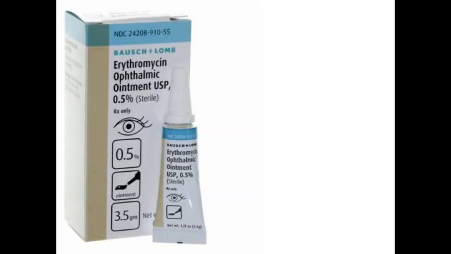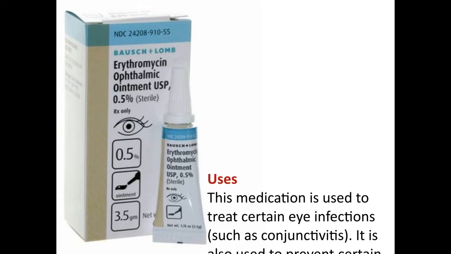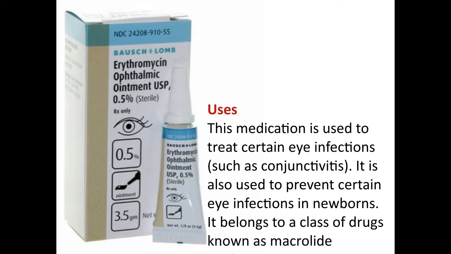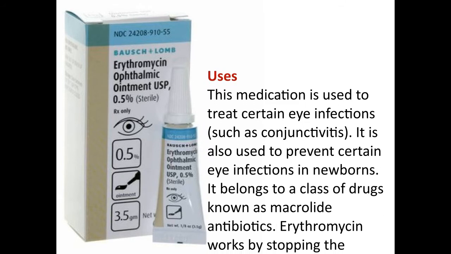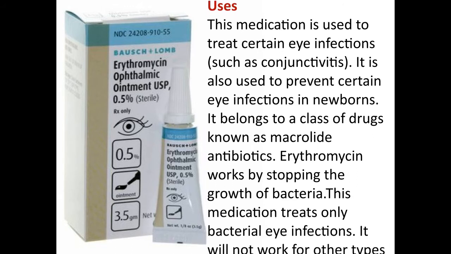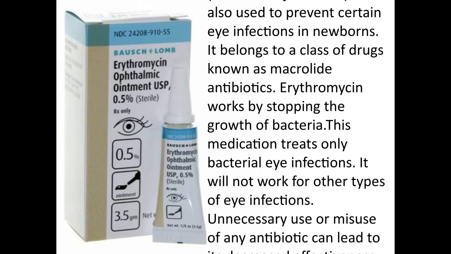Erythromycin. Uses. This medication is used to treat certain eye infections, such as conjunctivitis. It is also used to prevent certain eye infections in newborns. It belongs to a class of drugs known as macrolide antibiotics. Erythromycin works by stopping the growth of bacteria.